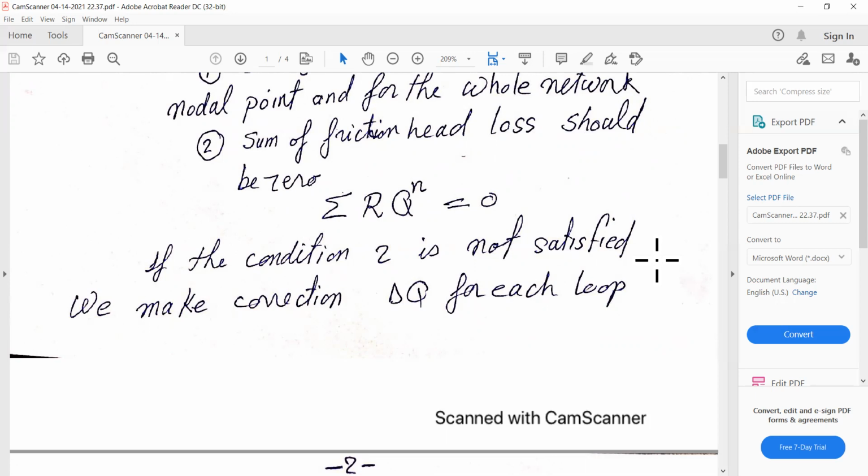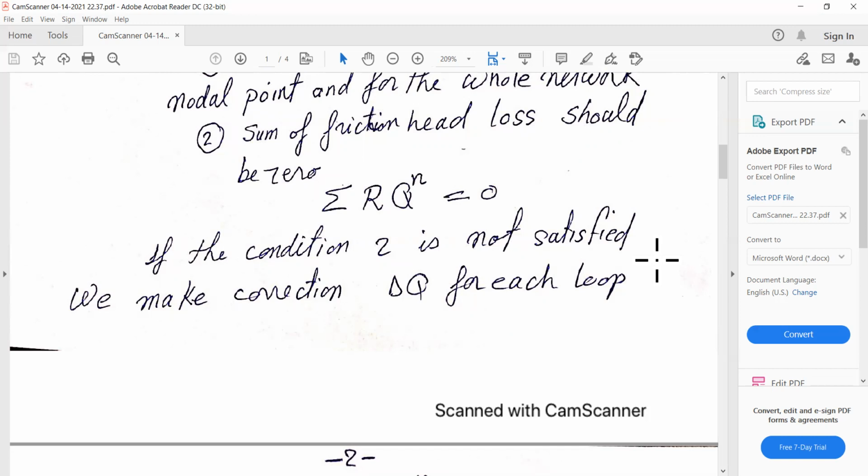The second rule is that the sum of friction head loss should be 0. You take one direction to be positive and the other direction to be negative, and the sum with sign should be 0 because you come back to the same point. So the sum of the head loss with sign will sum to 0. If condition 2 is not satisfied, we make a correction delta Q for each loop.